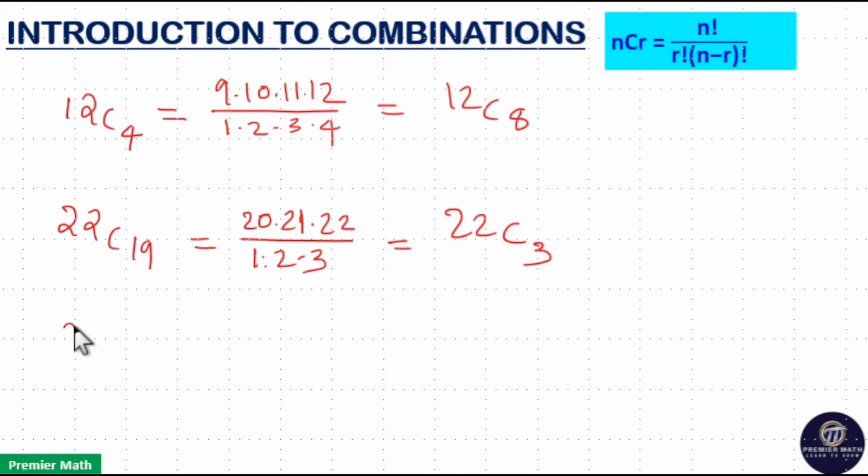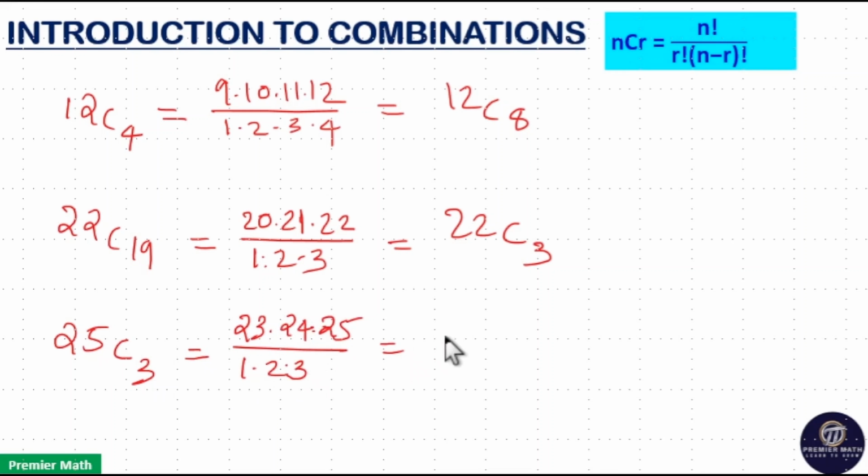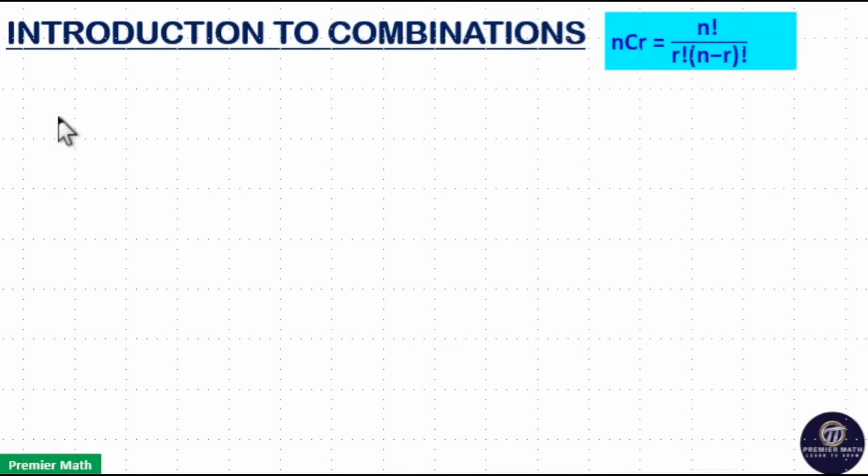And if you look at 25C3, 25 minus 3 is equal to 22. So cancel 22 factorial in the numerator and denominator. After 22, it is 23, 24 up to 25. In the denominator, you have 3 factorial. Now this is the same as 25C22.